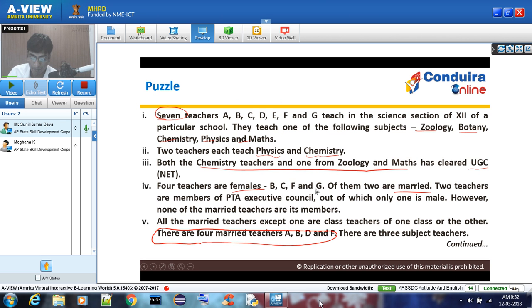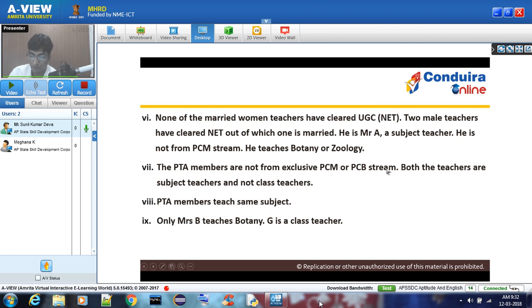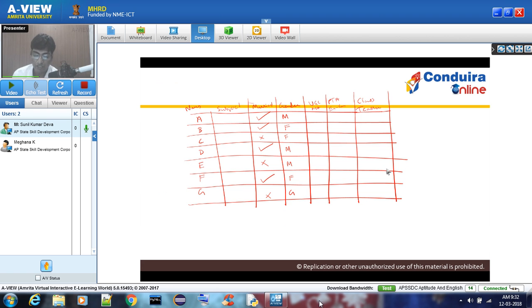2 teachers are members of the PTA council. Out of what? So this is a separate piece of information. However, none of the married teachers are its members. There are 2 teachers who are members of the PTA executive council, out of which only one is a male. And none of the married teachers are its members. So the PTA council should be about unmarried teachers, first of all. Who are the unmarried teachers that we have? C, E, and G.